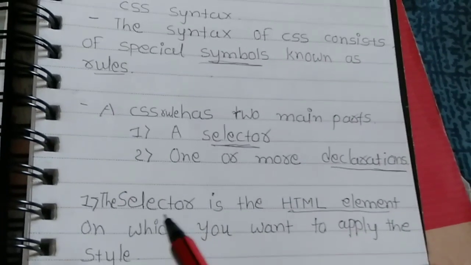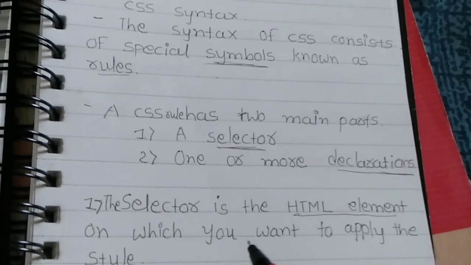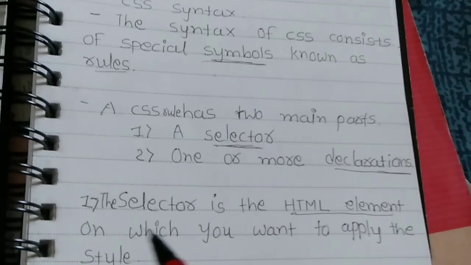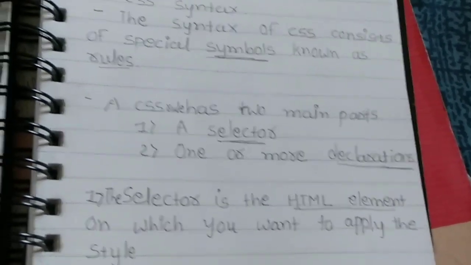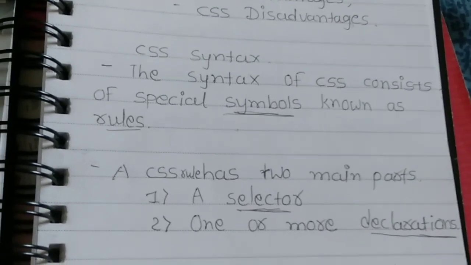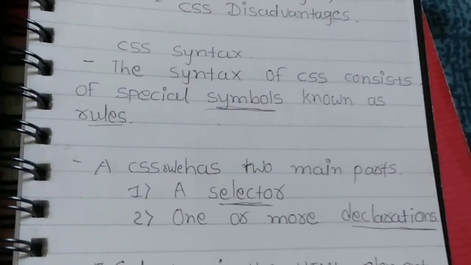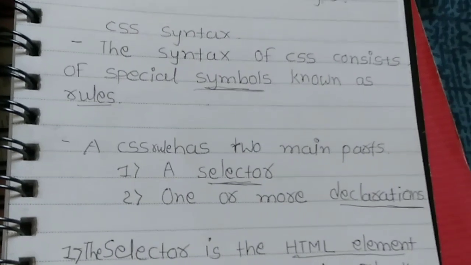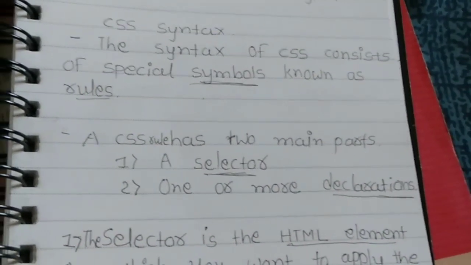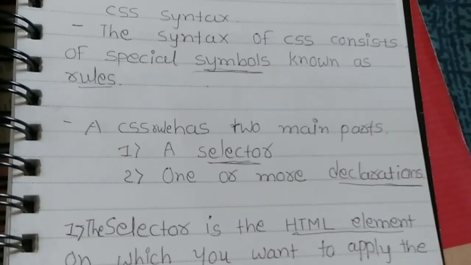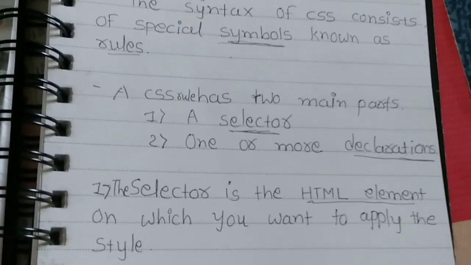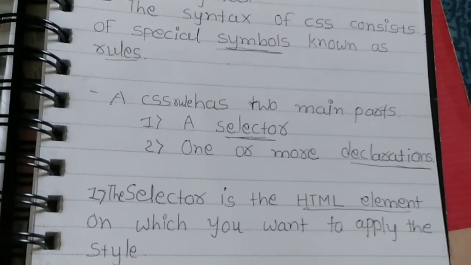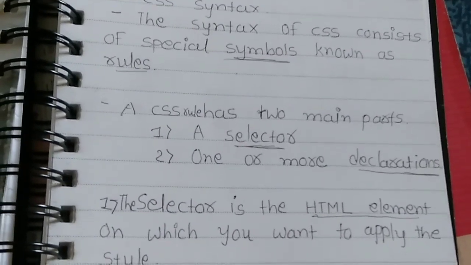Your selector is a type of HTML element on which you want to apply some style. If you want to apply some style, then you have to use CSS. CSS consists of two parts. First part is the selector part and second part is the declaration part. Now how can you write your selector and declaration part? Selector part means what? Selector part is a type of HTML element.